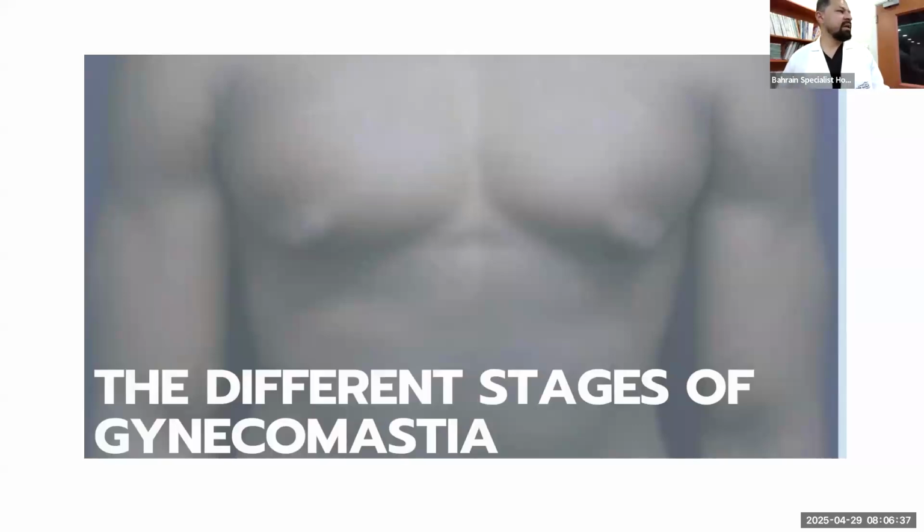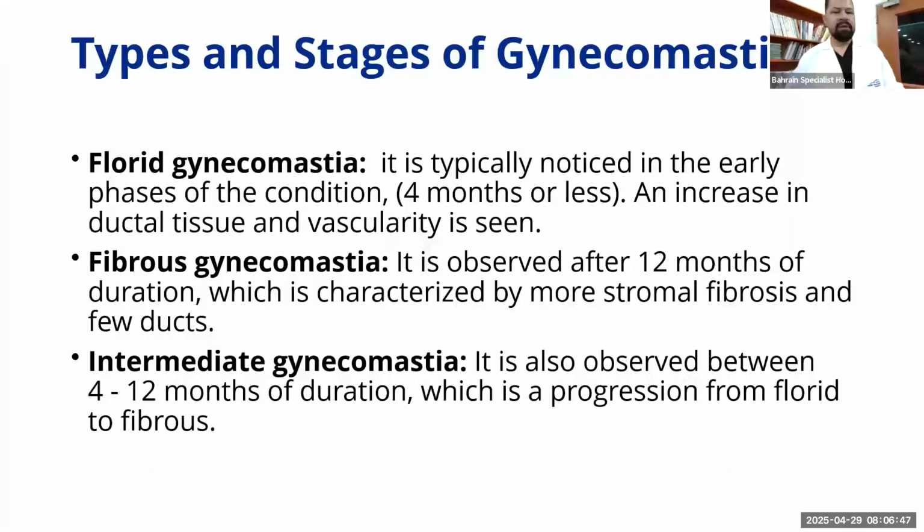So there are different stages of gynecomastia. According to the tissue present, we stage them as stage 1, 2, 3, and 4. Types and stages of gynecomastia. There are 3 types like florid, fibrous, and intermediate gynecomastia. In case of florid gynecomastia, it is typically noticed in the early phases of the condition, like less than 4 months. An increase in ductal tissue and vascularity is seen during this period.